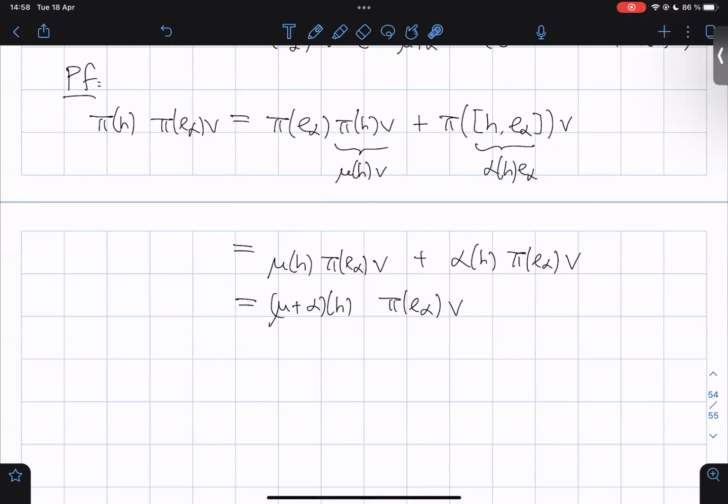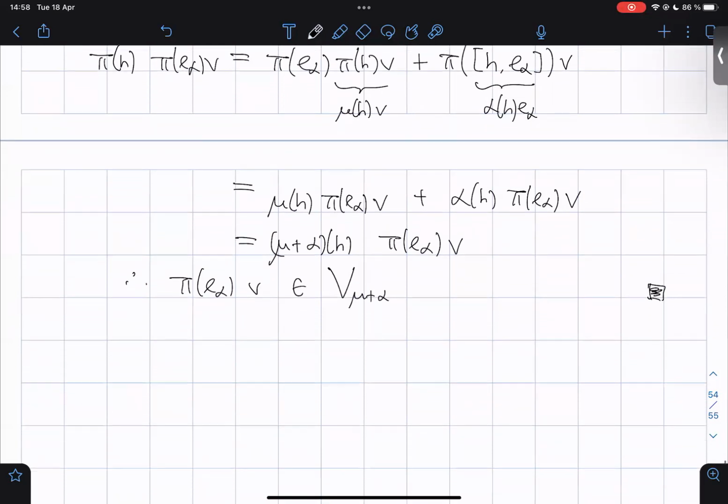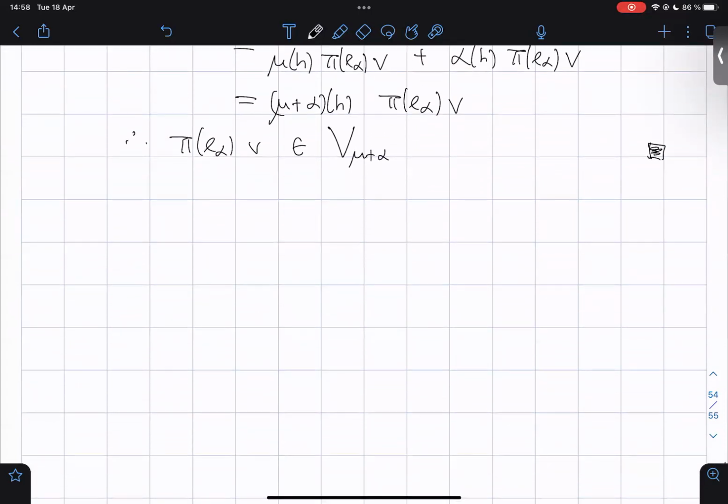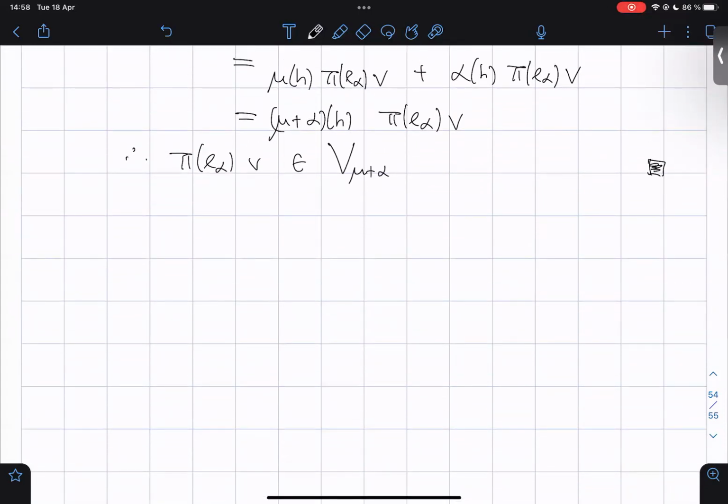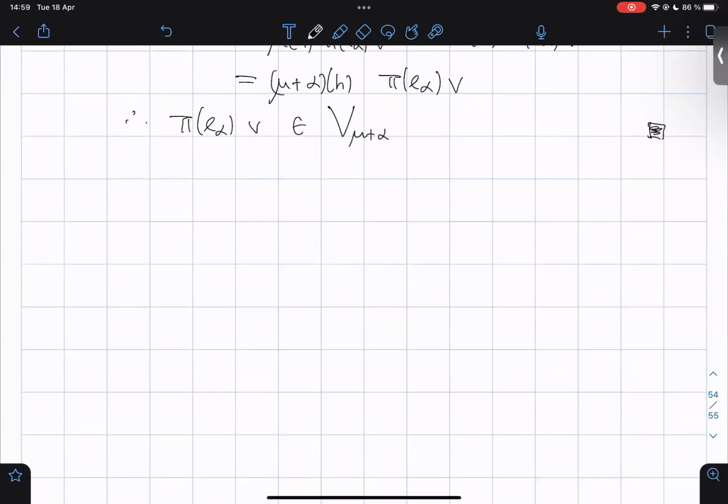This tells us that this will live in V mu plus alpha. Is that okay? Questions on that? Okay, so that's weights in general, and then two examples, the standard and dual standard representations, irreducible representations.